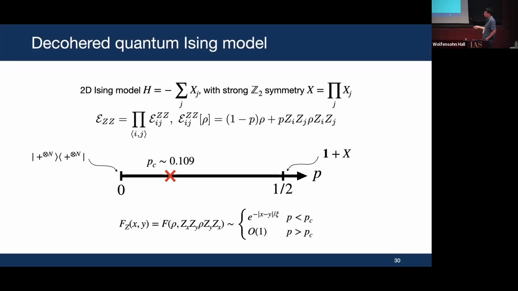And we can calculate the fidelity correlator. This justifies why I draw this phase diagram: in the phase with p smaller than pc, the fidelity correlator decays exponentially with the separation of the two points. And when you go to p greater than pc, it approaches a constant when the two points are far away. So there's a sharp transition indicated by the asymptotic behavior of the fidelity correlator.